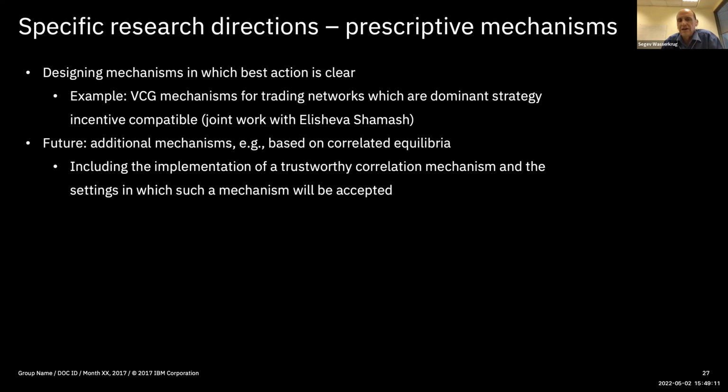Also, I mentioned that there's been a trend toward using a common infrastructure for sharing information. This is actually based on blockchain technology, which may be familiar to some of you. So one way to help with this is to implement a mechanism based on blockchain that will provide a trustworthy source for computing correlated equilibria. So this is the case of how we can create such prescriptive mechanisms where the behavior is clear.